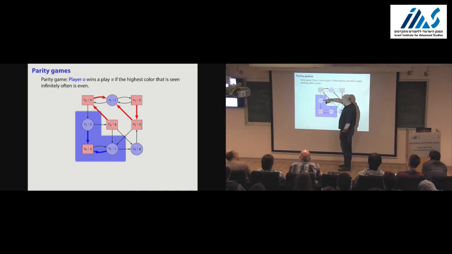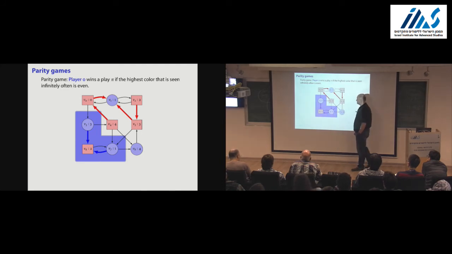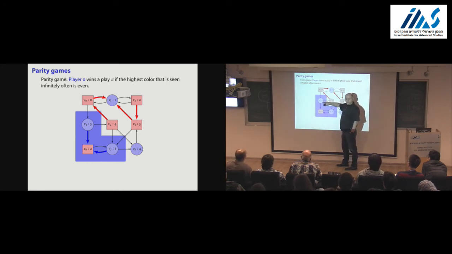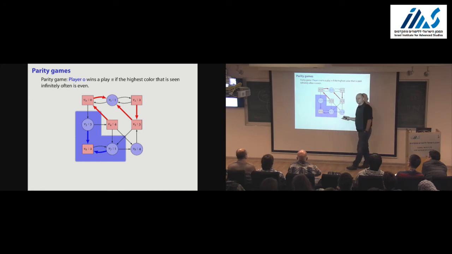Now, from V3, I would also play down to V6, and from there, the play would cycle between V6 and V7. So here we have color 3, color 2, color 1, but of course, this color 3 does not hurt because it only occurs once. So the set of colors that actually occur infinitely often is again 1 and 2, and therefore, if I start from here and then cycle here, I still win the game.